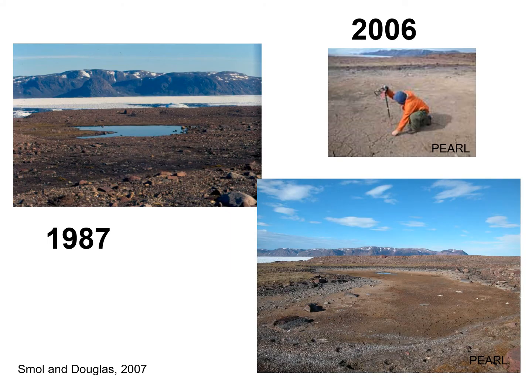Part of my job was to help a PhD student at the time, Marianne Douglas, sample lakes and ponds for diatoms. On the left is a picture of one of the lakes we sampled in 1987. In 2006, that pond was gone. Sediment records revealed that the pond had persisted for more than 7,000 years, and now, in a blink of an eye, it was abruptly gone.